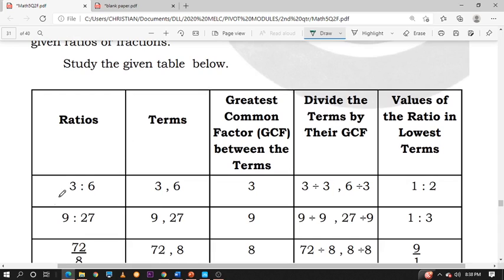For example, we have 3 is to 6. So, the terms are 3 and 6. So, hanapin natin yung GCF ng 3 and 6. So, kung naaalala pa, let us review GCF. So, 3 and 6 using continuous division. So, ano po ba ang pwedeng i-divide sa 3 and 6? So, we can use 3. So, 3 divided by 3 is 1. 6 divided by 3 is 2.